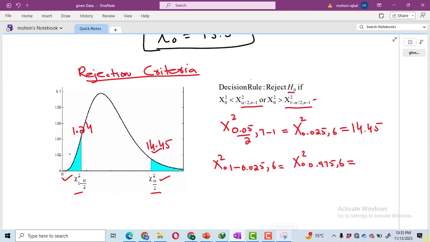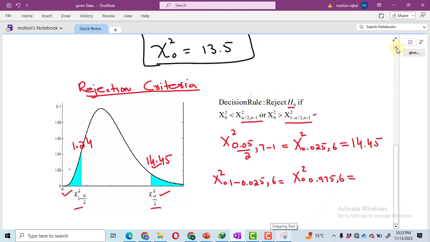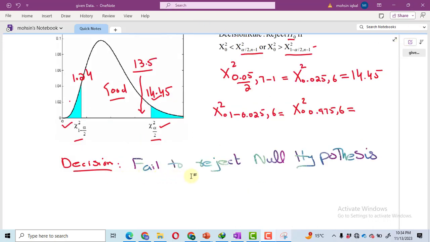Now we have to check where our value lies. Our value is 13.5, and it lies somewhere here. So what will be our decision? Since our value lies in the good region, our decision is to fail to reject the null hypothesis, because our test statistic value lies between the upper bound and the lower bound.